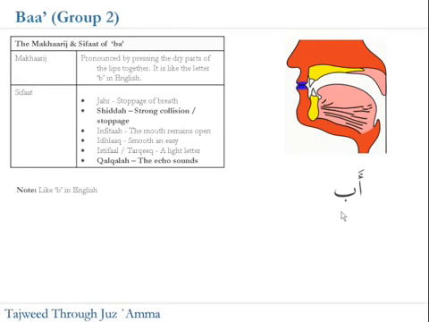The next is the ba. So here we have ab. Okay, and this is like the English letter B, and when you say ba, it's actually the dry parts of the lips that come together. Now, in terms of its characteristics, it's got a strong collision or a strong stoppage. So we say ab, ab. So when you stop on it, it's sharp and strong.